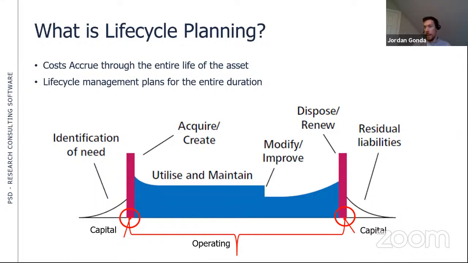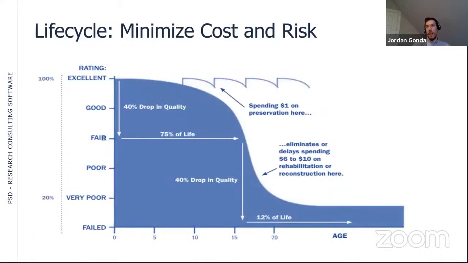It's about being able to plan in the future, being able to understand how assets deteriorate so we know when the spending comes. And that's what we're doing with life cycle planning, really looking at what the full life costs are and when they happen. And if we can understand that, we can take it a step further and optimize our spending.